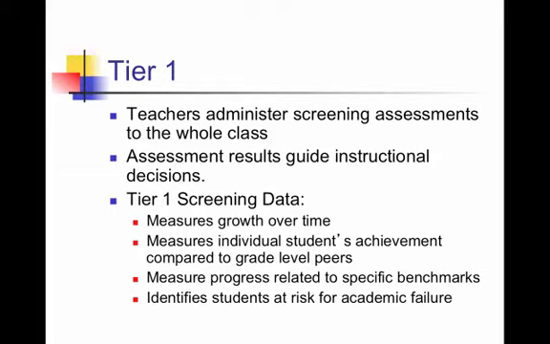Screening data measures individual students' achievement compared to their grade level peers. It measures progress related to specific benchmarks. And then finally, it identifies students who are at risk for academic failure.